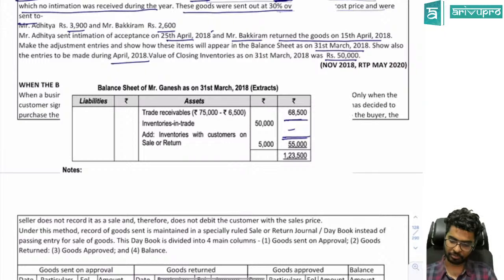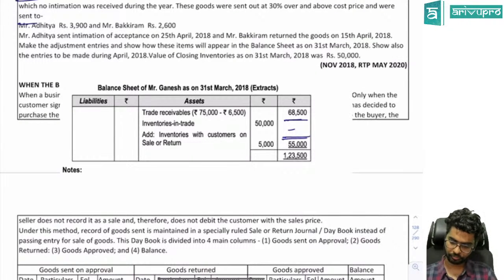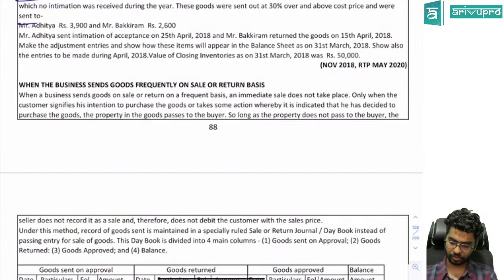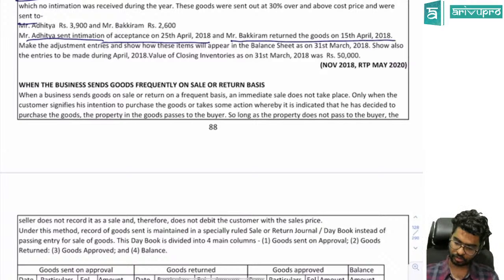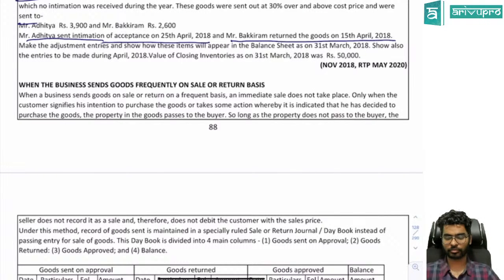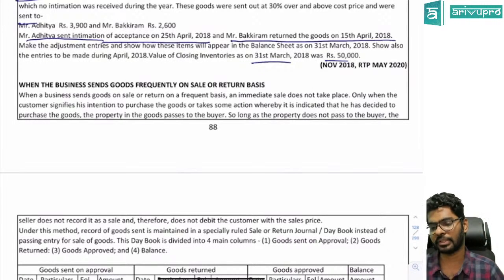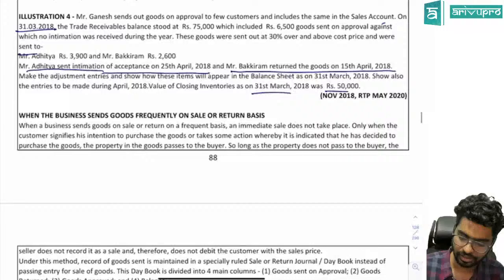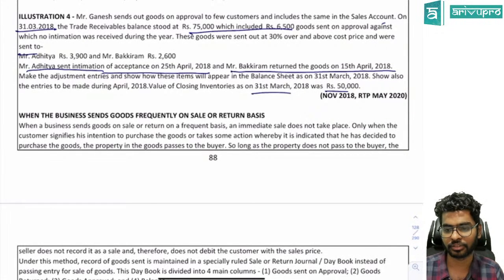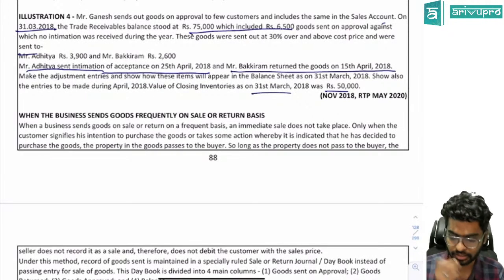Done. Now if we come to the next year, see here, Aditya sent in acceptance on 25th, Bikram returned goods on, make adjustments. No madam, they have asked only on 31st March, no? That means they have already passed an entry. If they would not have passed an entry, how would it have been included in trade receivables, Harini? If you do it, it will become a duplication error.